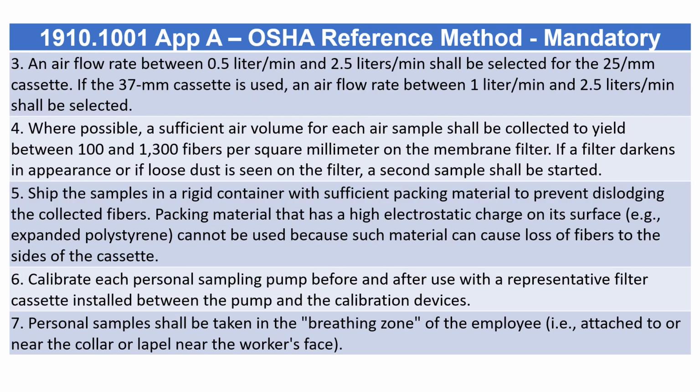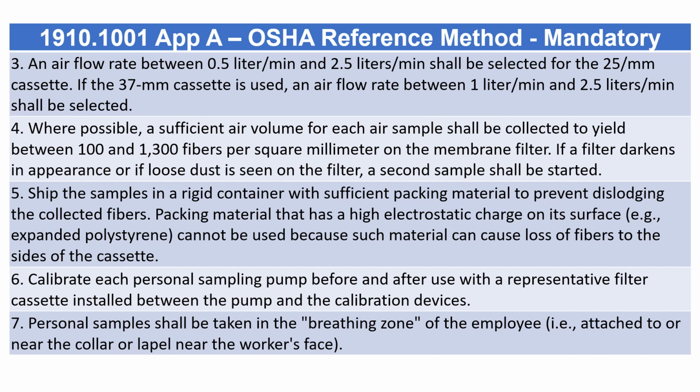3. An airflow rate between 0.5 liter/min and 2.5 liters/min shall be selected for the 25 mm cassette. If the 37 mm cassette is used, an airflow rate between 1 liter/min and 2.5 liters/min shall be selected. 4. Where possible, a sufficient air volume for each air sample shall be collected to yield between 100 and 1,300 fibers per square millimeter on the membrane filter.